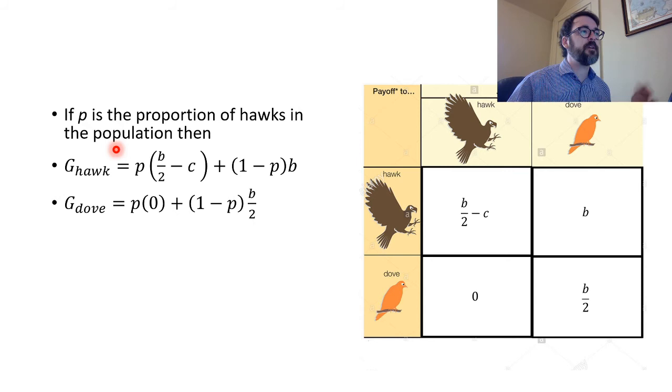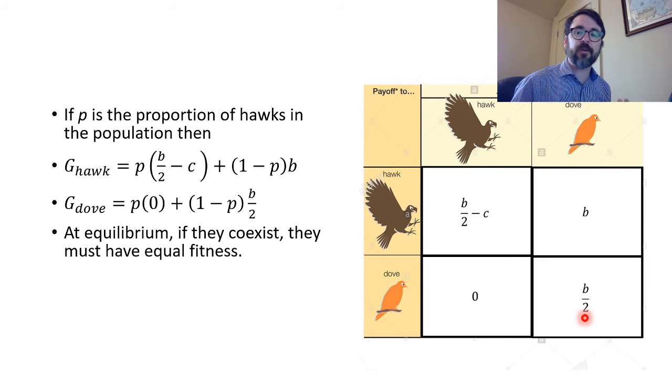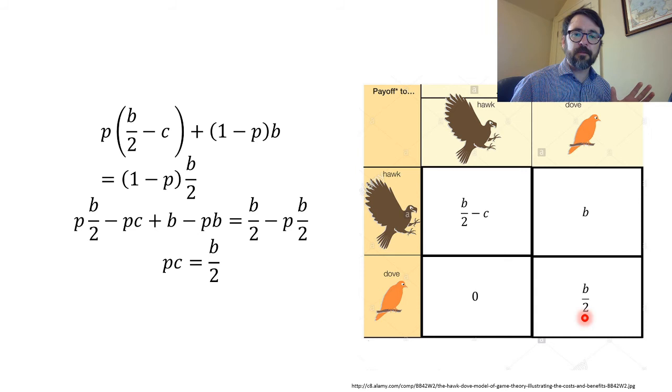And the dove is the same, right? It's P times zero, 1 minus P times half. We need the fitness to be equal at equilibrium. Otherwise, one is going to demographically overwhelm the other, right? So they have to have equal fitness at equilibrium. And so we can do some algebra and we can figure out that, not surprisingly, P star is B divided by 2 over C.